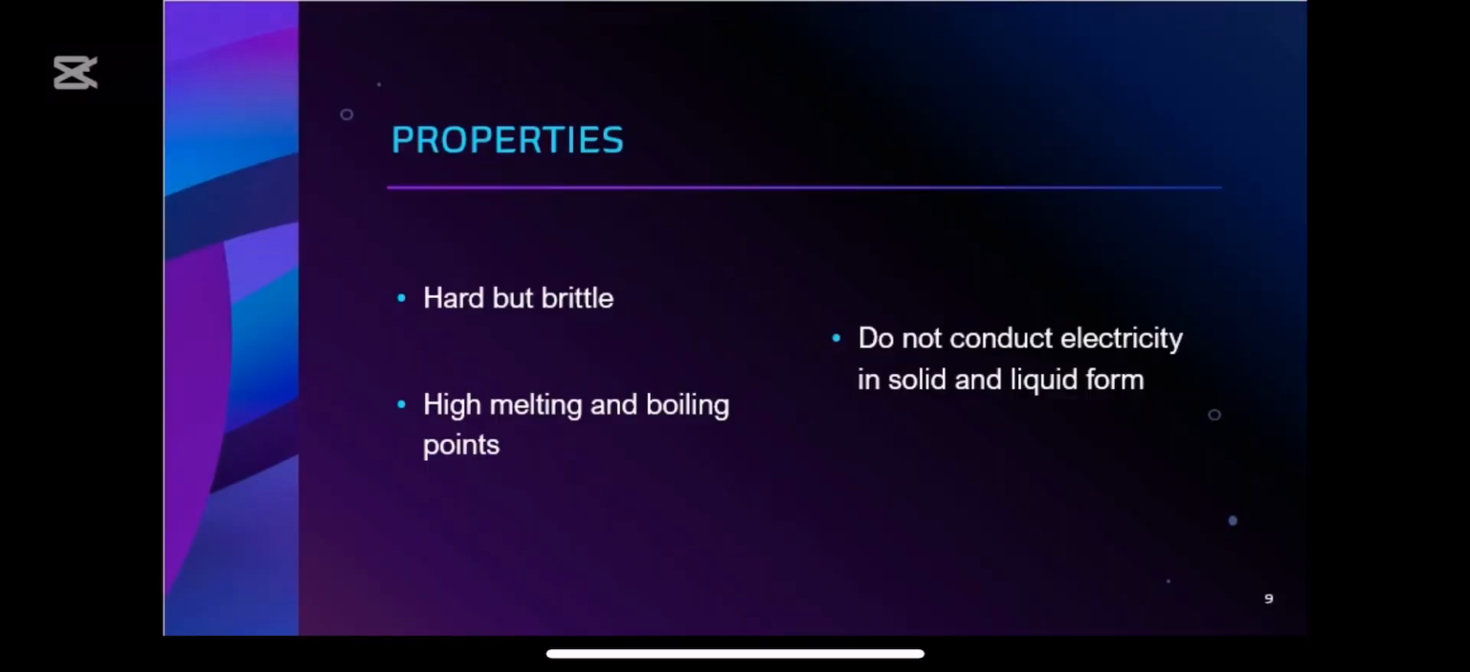Hard but brittle. Diamond and silicon dioxide are incredibly hard due to the strong covalent bonds, but as a result of this, they are also incredibly brittle as their covalent bonds are stiff, which leave no room for malleability, which in turn shatters the covalent lattice if enough force is applied to a certain area.